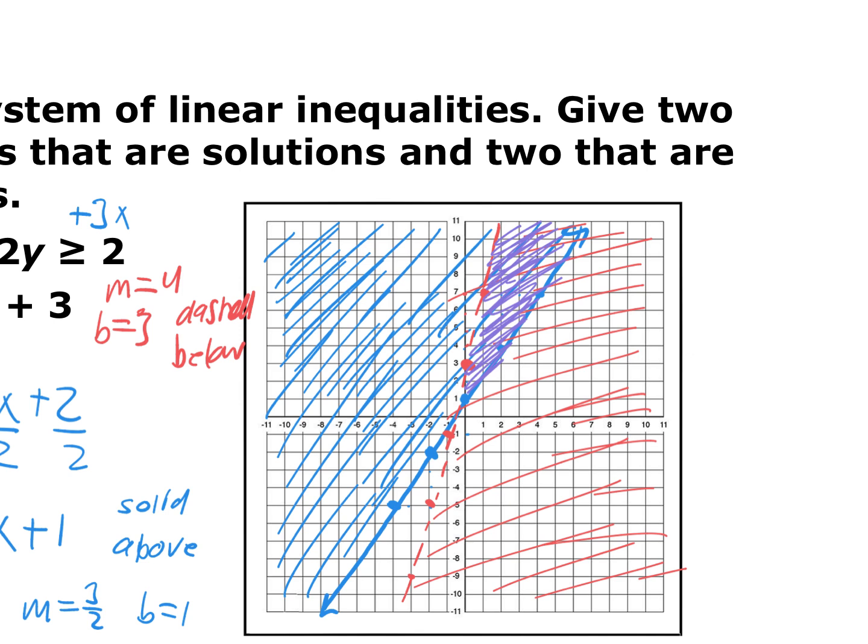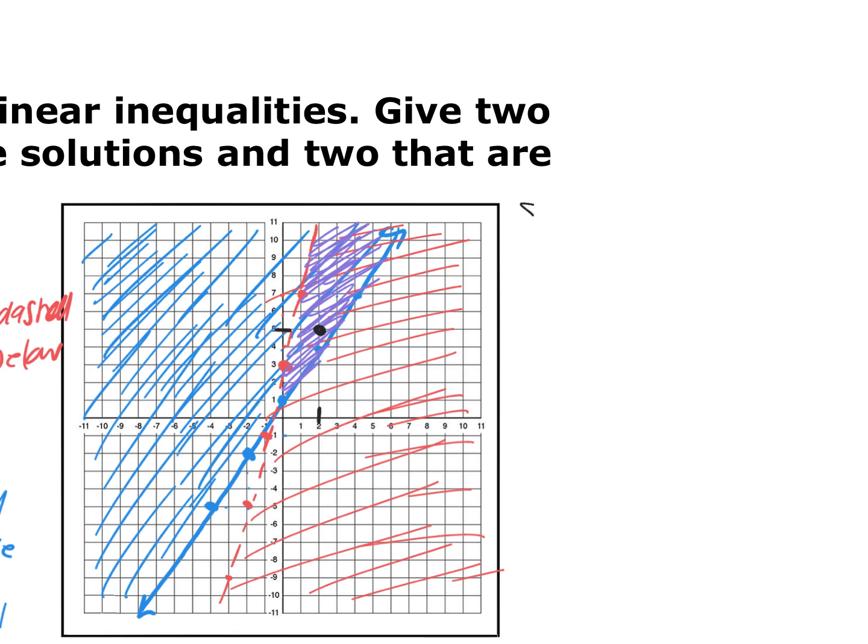So picking 2 points that are solutions, you just want to make sure that it's in the purple region, right? So I have a 2 right here and a 5 right here. So 2, 5 is a solution. So I can say solutions: 2, 5. And then maybe I'll pick one on the blue line, right? So 4, 7, right? That's a solution. It's a solution because even though it's on the line, it's a solid line. On the solid line is a solution, right?